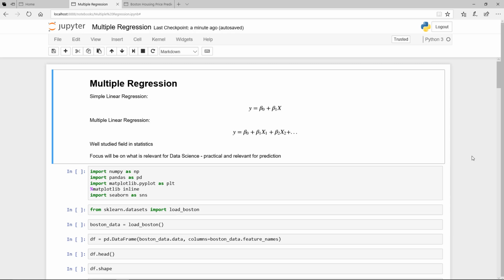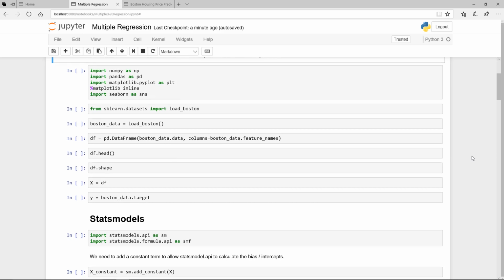Now, multiple linear regression is a well-studied field in statistics. Our focus will be on what is relevant for data science, where the predominant focus is on the practical, and really what's relevant for prediction. Statistics has a slightly different focus, which is on the so-called coefficients, their robustness, the bias, and the rest of it. So let's start with this.